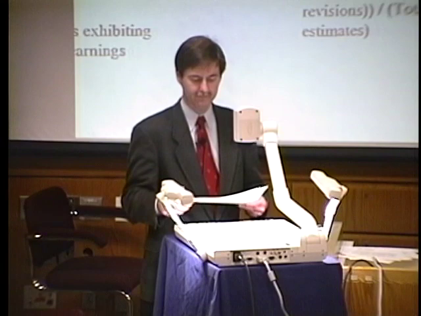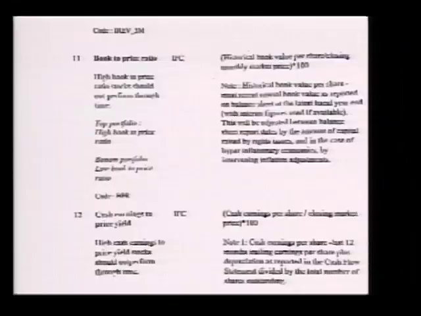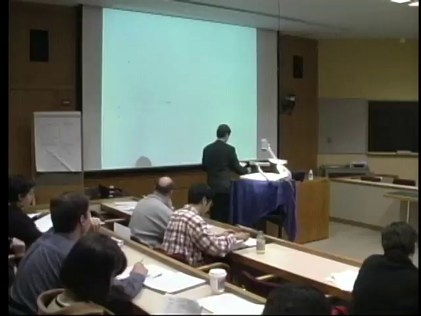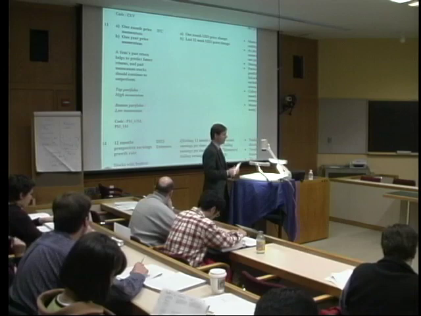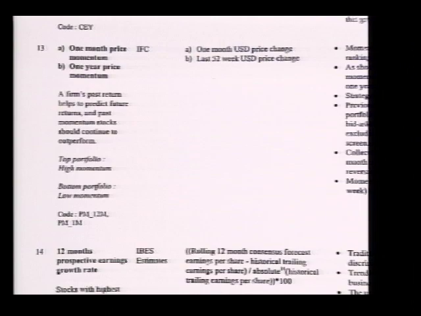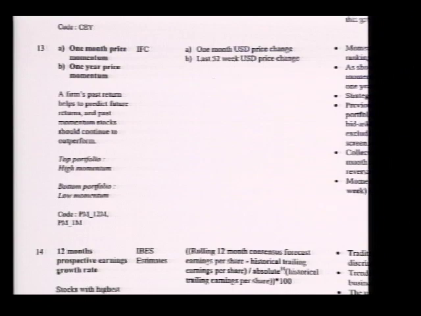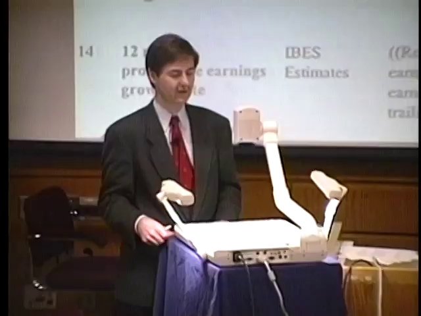Number 11 is the price to book ratio, which we've talked about, a traditional value/growth sort of separator. Number 12 is cash earnings to price. So that's just like an earnings yield, except we're using cash earnings rather than the usual earnings. Number 13 is the standard momentum indicator. So this is a 1 month price momentum. And 13B is a 1 year price momentum. There's a literature on momentum, and it makes a difference as to how you sample the past returns. Indeed, people have found a difference between the performance of lag month 2 to 12 versus the first lag month. So we needed to take that into account, and we do.